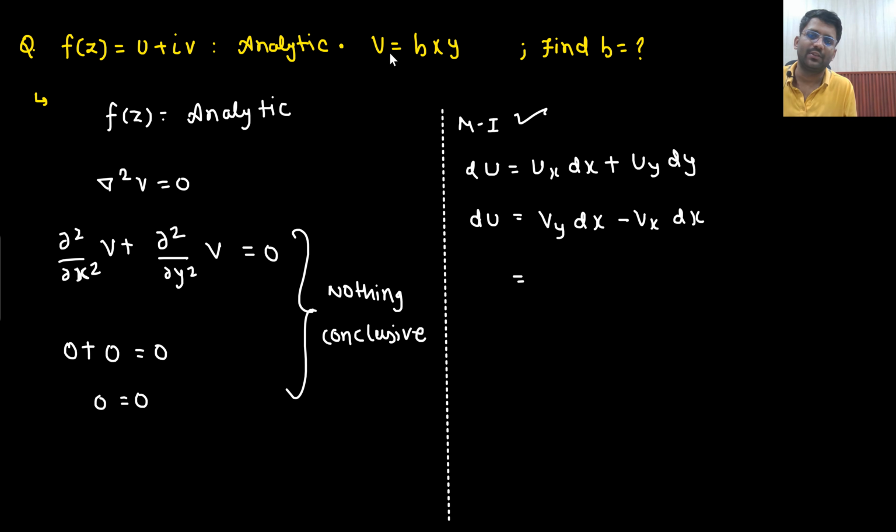So what will be the partial differentiation of u with respect to y? That would be bx dx. With respect to x, that would be by dx. So I can write down this as by dy, sorry guys, this is dy.